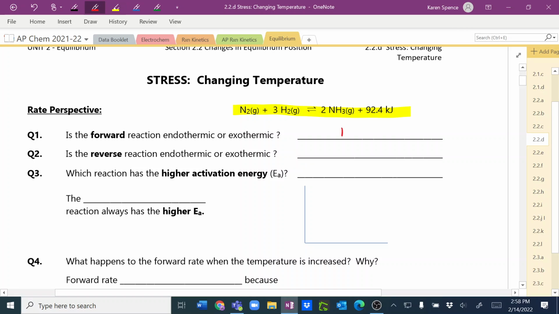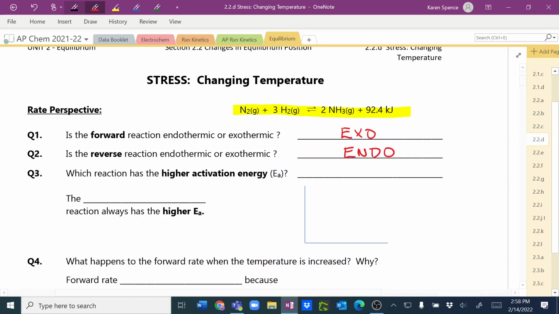Exo, excellent. Is the reverse reaction endo or exothermic? Endo. Which reaction, forward or reverse, has the higher activation energy? The endo one, which would be the reverse. Are we good with that, or would you like me to draw the graph?